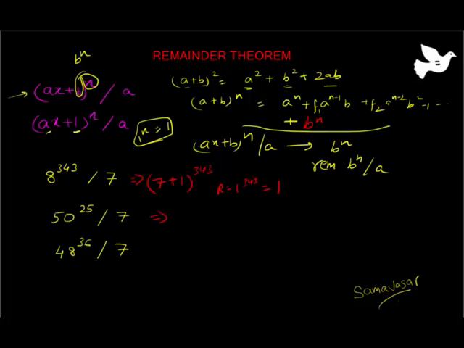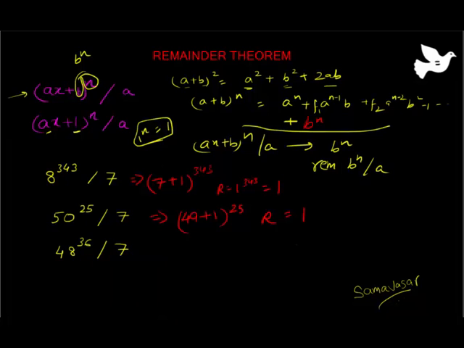Let's take another question, 50 raised to 25, and again I'm trying to find the remainder with 7. Obviously 7 is not necessary, you can have any number here. So now you need to apply a little more thought into it. 7 squared is 49. So this will be written as 49 plus 1 raised to 25. Again the remainder is 1.